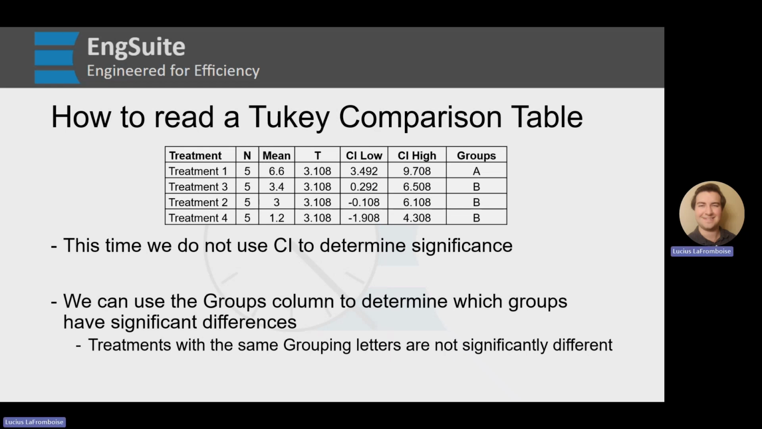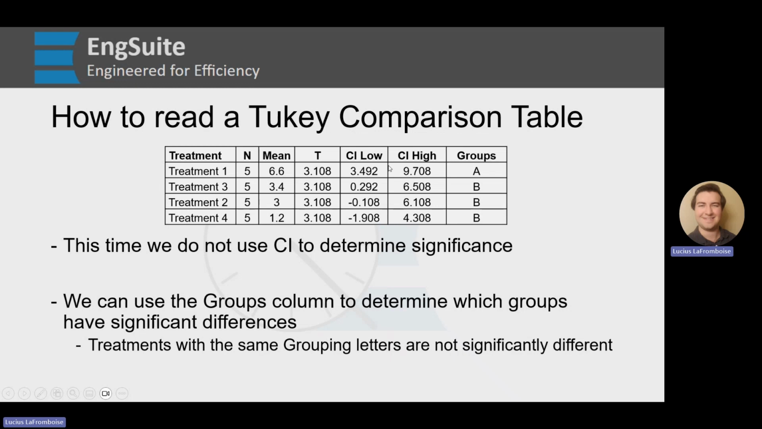Okay, so how do we read our Tukey comparison table? So you'll see here we have it broken down by all treatments, but they're not necessarily in the treatment order that we provided them. They're actually in decreasing mean order because that's how the comparison is done. You'll notice that's a common theme in these post hoc tests.